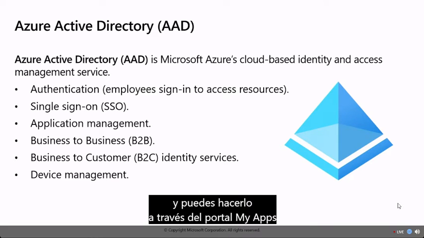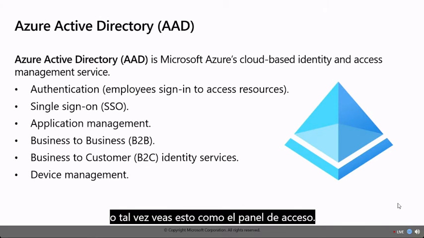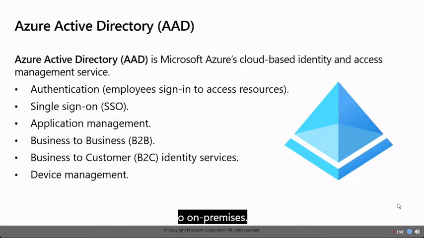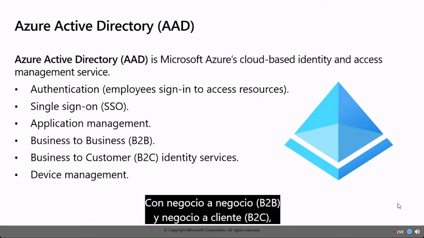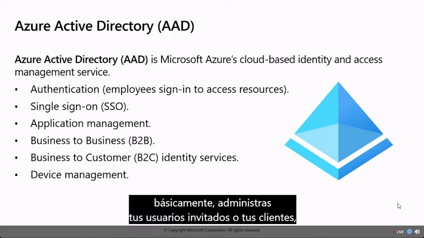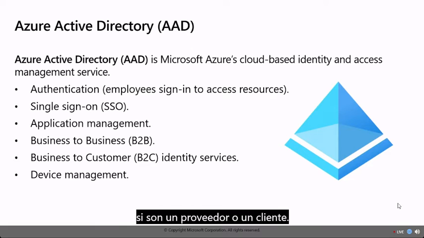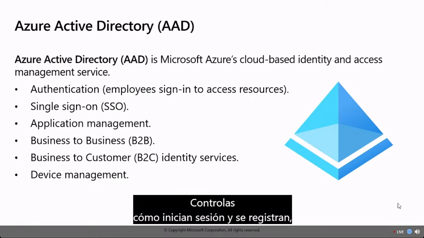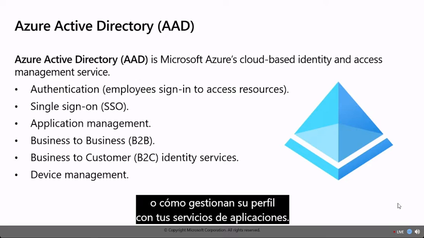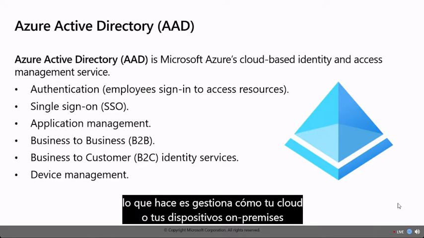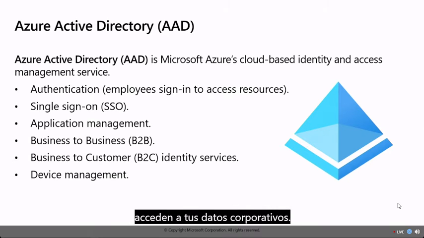And you can do this through the My Apps portal, or you might see this as the Access panel. But again, it's there to help manage all of your apps, whether you're storing them in the cloud or on premises. With business to business and business to customers, essentially you get to manage your guest users or your customers, basically how they access your corporate data if they're a vendor, or as a customer, you get to control how they sign in, sign up, or how basically they manage their profile with your app services. And then finally, with device management, that manages how your cloud or your on-premises devices access your corporate data.